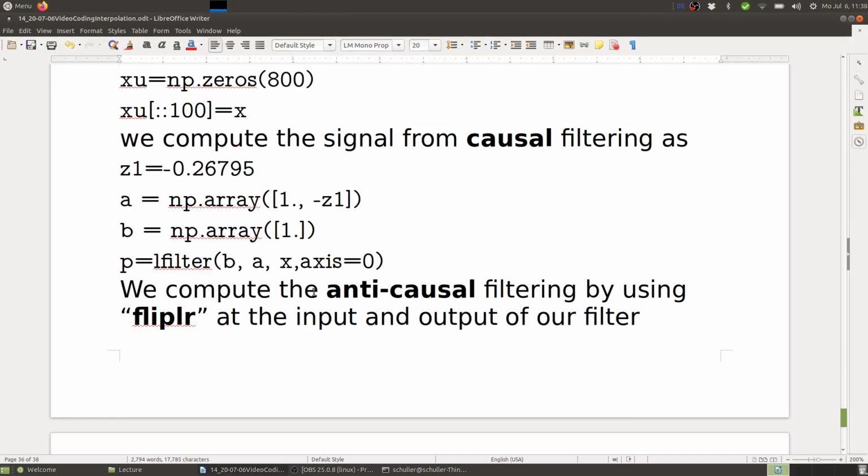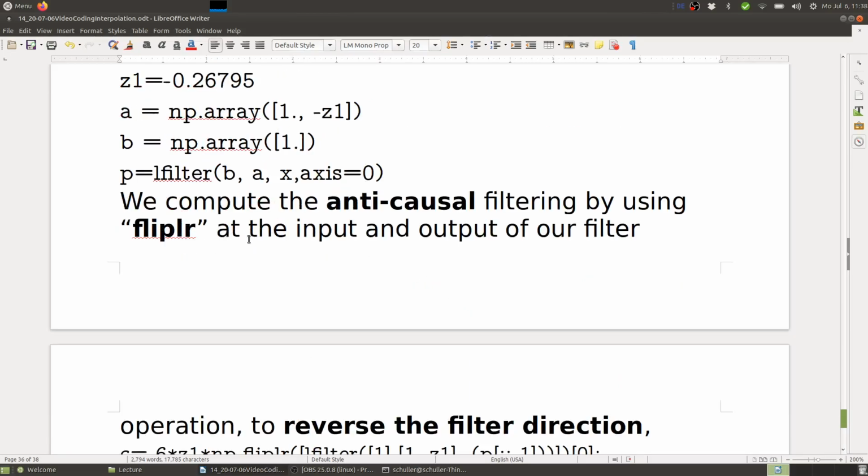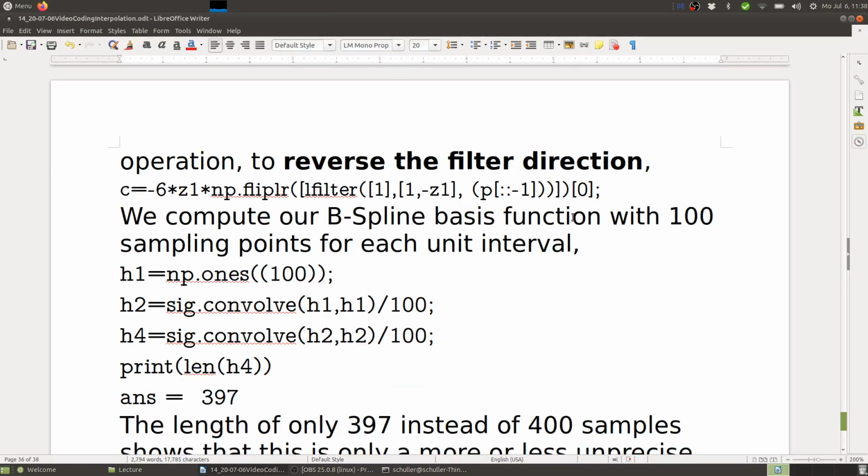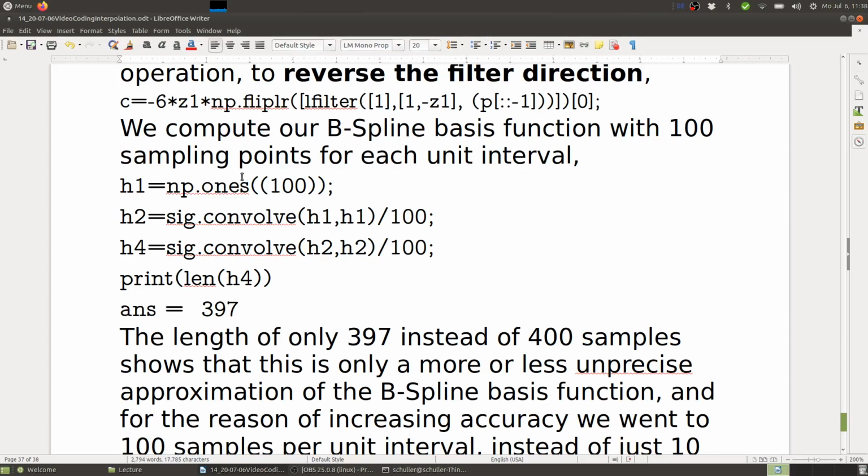And now we can do the anti-causal filtering by using fliplr at the input and output of our filter to reverse the filter direction. Right here you can see it. Here the input is flipped, P is flipped, and then with fliplr the output is flipped. We compute our B-spline basis function with 100 sampling points for each unit interval. So here we have finite interpolation now, 1/100th as a time or space step, and that's why we get a length of 397 for our spline function.